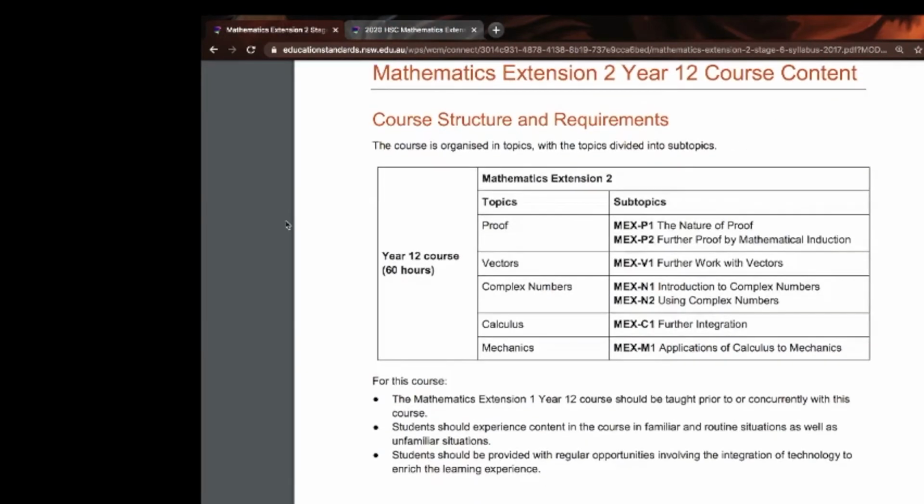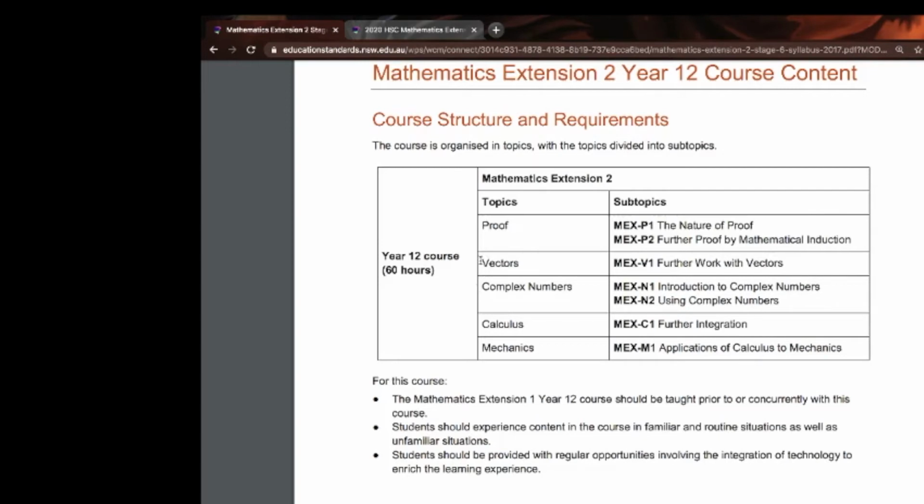Okay, now on to each of the topics. While the syllabus outlines the topics as proof, vectors, complex numbers, calculus, and mechanics in that order, in my lessons I will not be following this set order. I will first begin with complex numbers, because it can be taught separately from the Extension 1 and Advanced content. I also believe it's the easiest of the topics in the Extension 2 course.